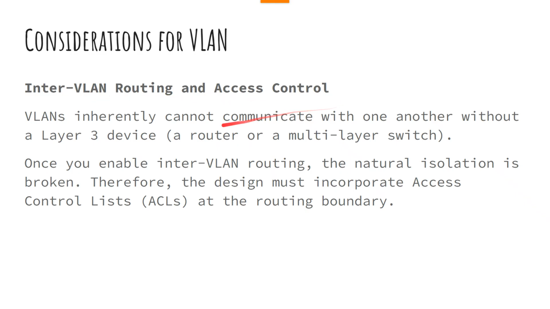Inter-VLAN routing and access control. VLANs inherently cannot communicate with one another without a layer 3 device, a router or a multilayer switch. Once you enable inter-VLAN routing, the natural isolation is broken. Therefore, the design must incorporate access control lists at the routing boundary. See, when you are creating a route between two VLANs, it means that anybody and everybody from one VLAN can travel into another VLAN. So the whole purpose of creating a separate VLAN would be defeated.